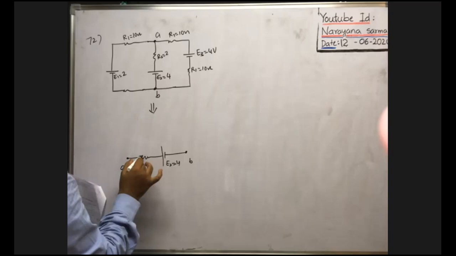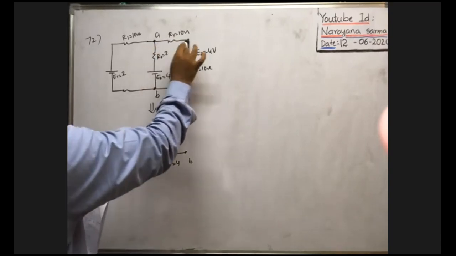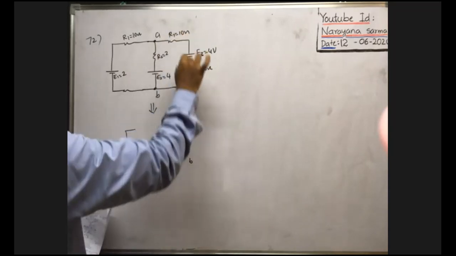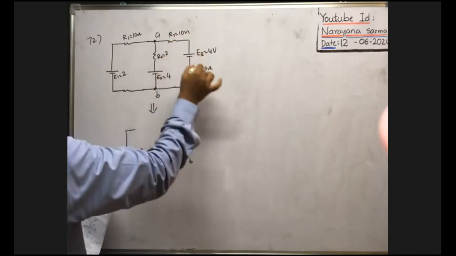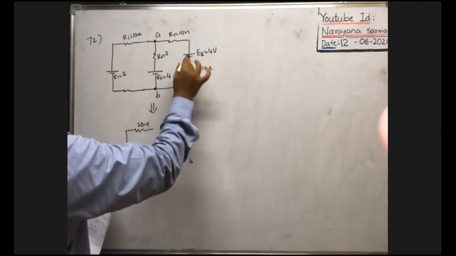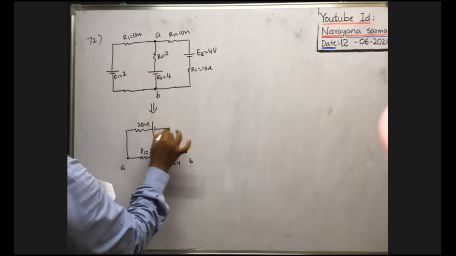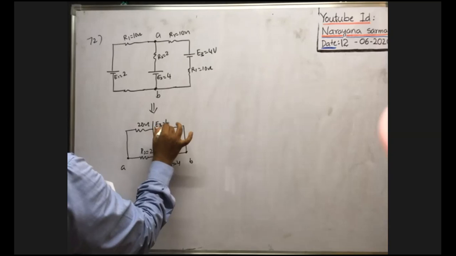This can be imagined as the internal resistance R2 equal to 2 ohm. Next, this resistance and this resistance are both in series now. So we can imagine the effective resistance between A and B along this path is equal to this plus this, that means 20 ohm. So we take a 20 ohm resistance here, with the positive terminal connected to the A region and the negative terminal to B. Here the EMF E3 is equal to 4 volt.